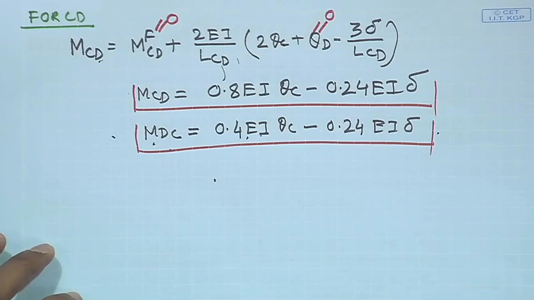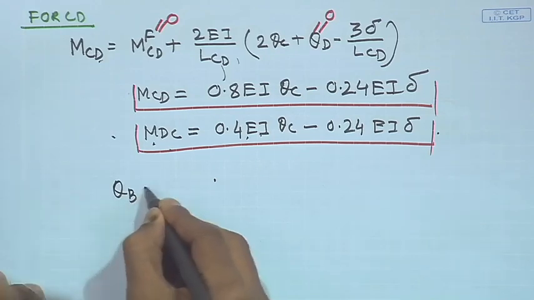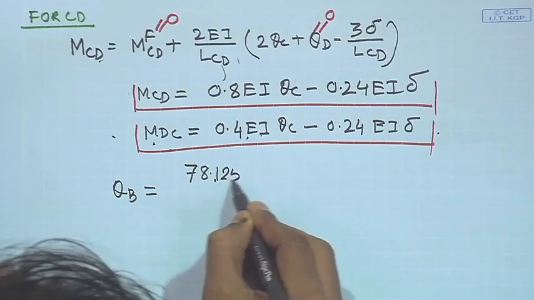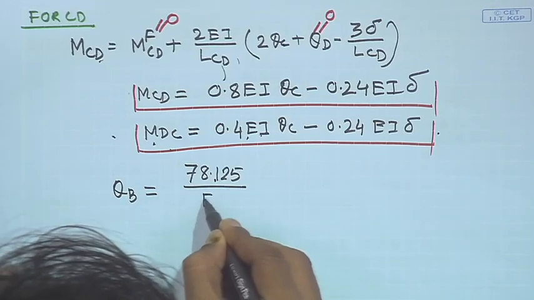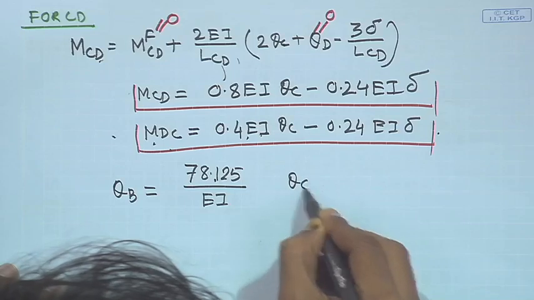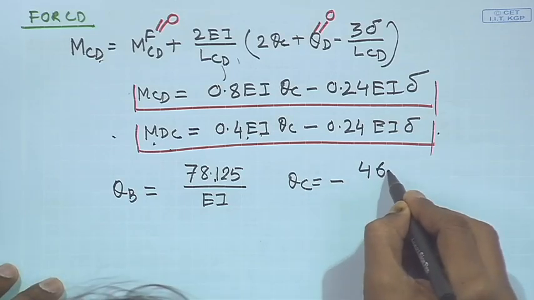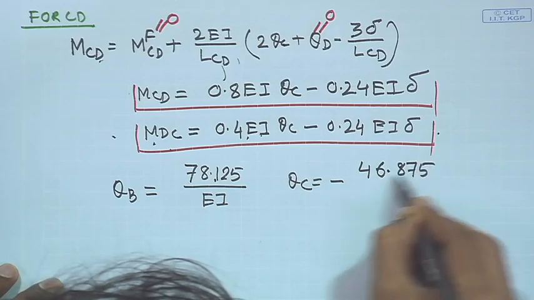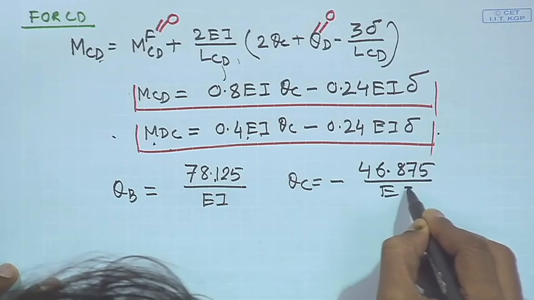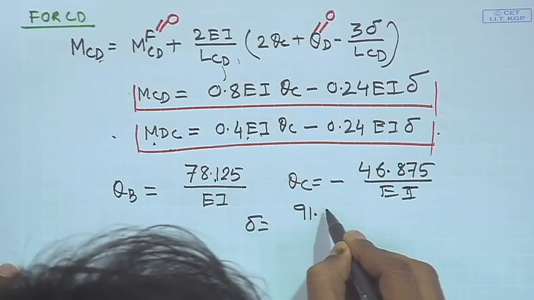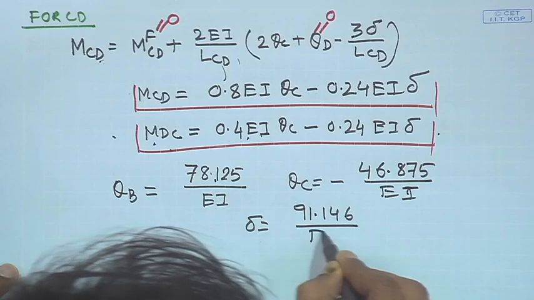Okay. And if we do that, then the solution becomes theta b is equal to 78.125 by EI, and then theta c is equal to minus 46.875 by EI, and delta is equal to 91.146 by EI.